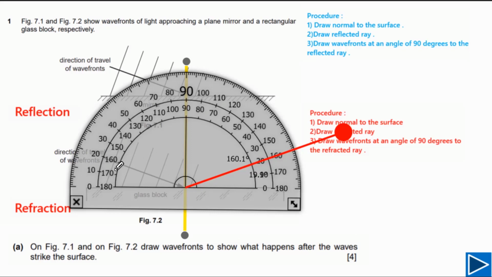As the wave is traveling from a less dense medium to an optically denser medium, the wave will bend towards the normal. So we have to draw something like that. So this will be our refracted ray. Third step. For the third step, we need to draw wavefronts at an angle of 90 degrees to the refracted ray.